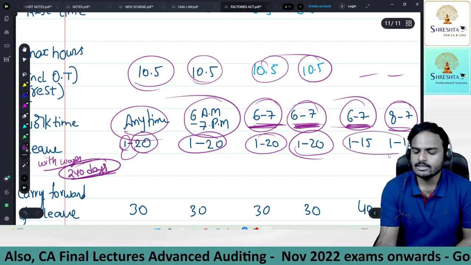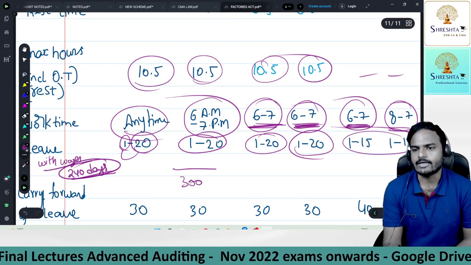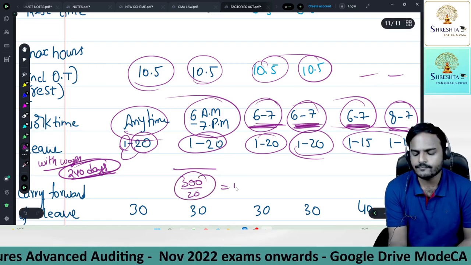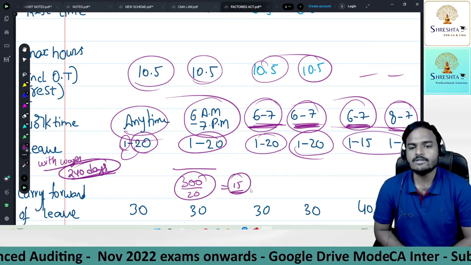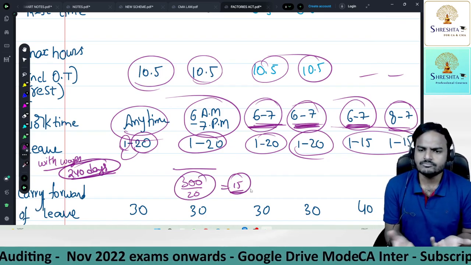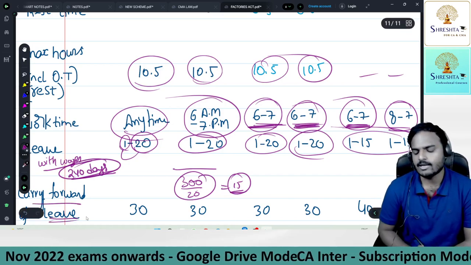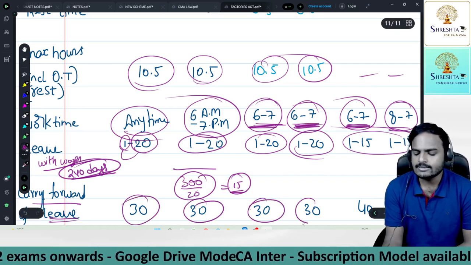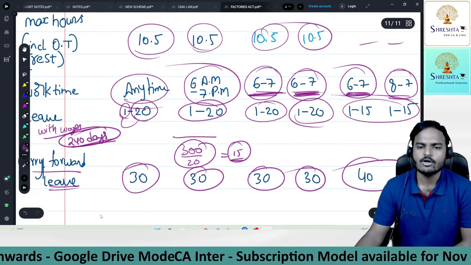But coming to the child, the ratio is 15. Simply, I worked for 300 days. 300 divided by 20, that means 15. I'll be given 15 days leave with wages. If I use them, no problem. If I don't use them, a carry forward option is available. Maximum how many days, sir? In the case of adult and adolescent, 30 days. In the case of child, it is 40 days.